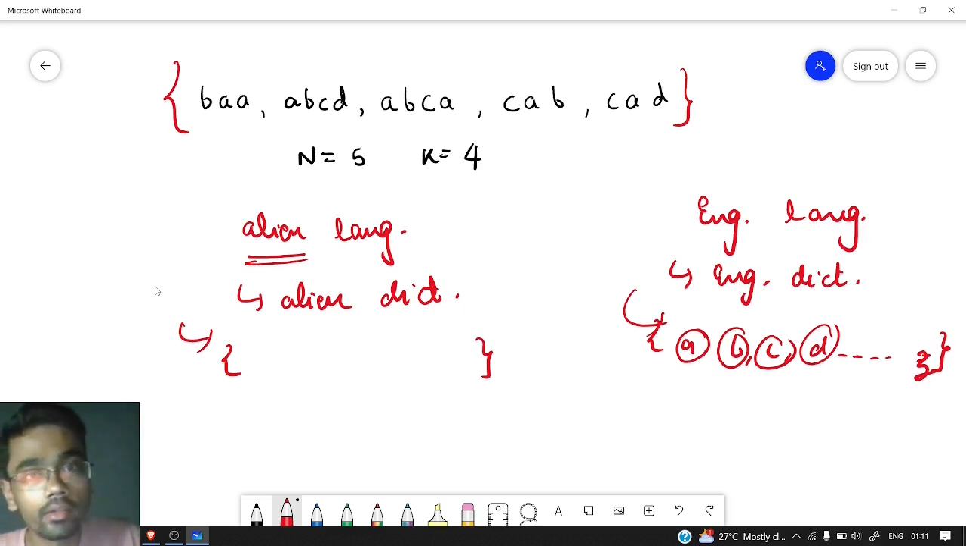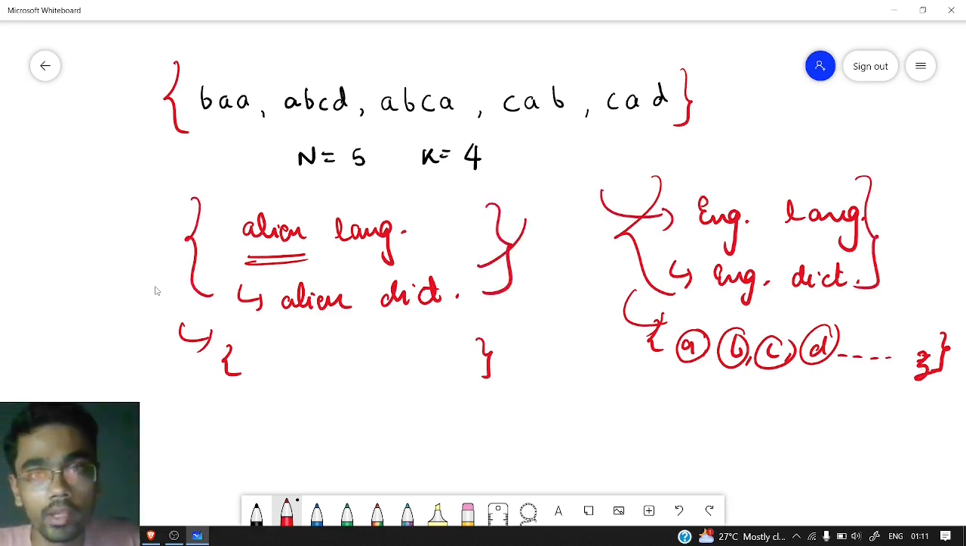So let us understand how we can figure out this order in the English dictionary first. Then based on that we can apply a similar approach here in the alien language as well, and then we can find out the order in the alien dictionary. So first let us figure out how this order is being formed in the English dictionary. So let us see that first.